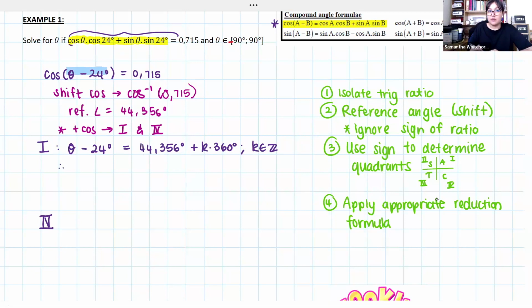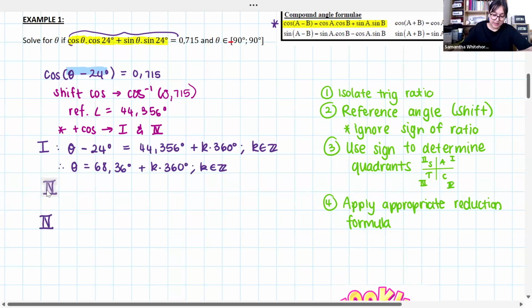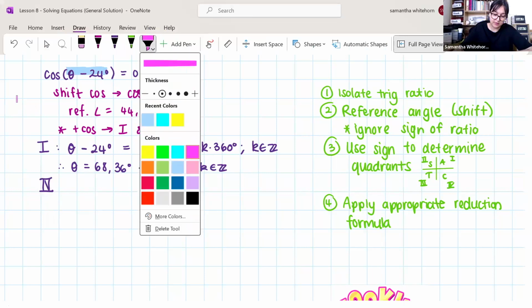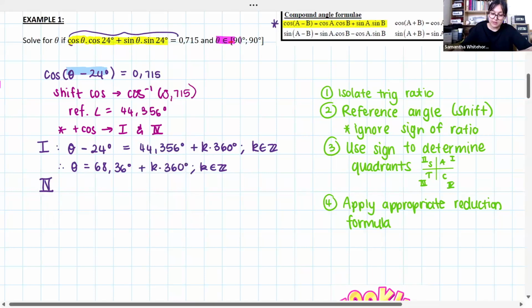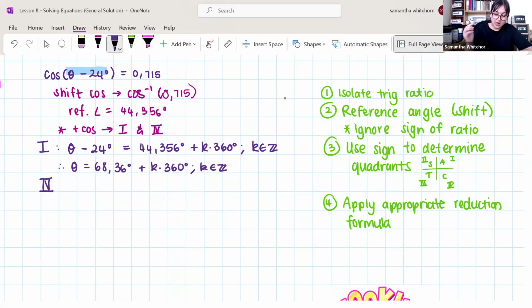So that means through inverse operations, I'm going to add 24 on both sides of my equation. And so what that means is I get theta is equal to 68,36 degrees plus k times 360, where k is an element of the integer number system. That's your first solution. Now, I'm not going to underline it just because in the actual question that I was given, remember we were given a very specific range for my angles of theta, which I'll get to in a second.